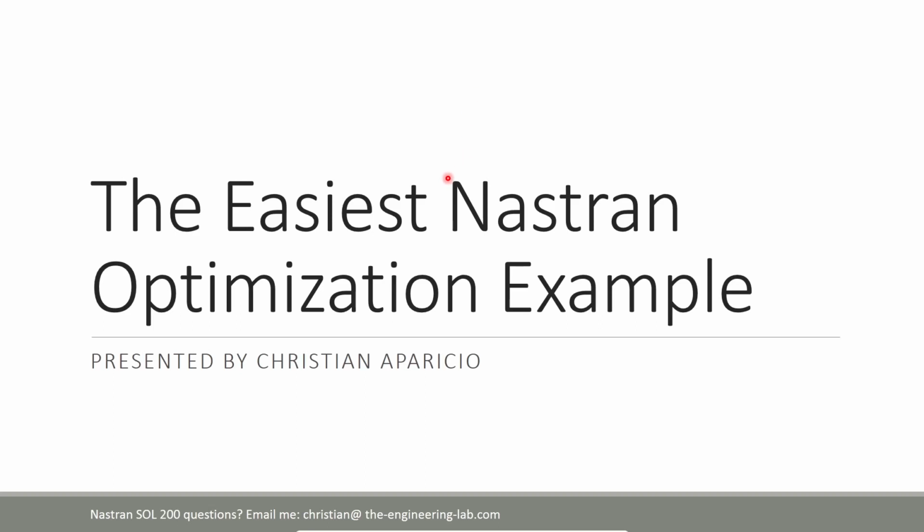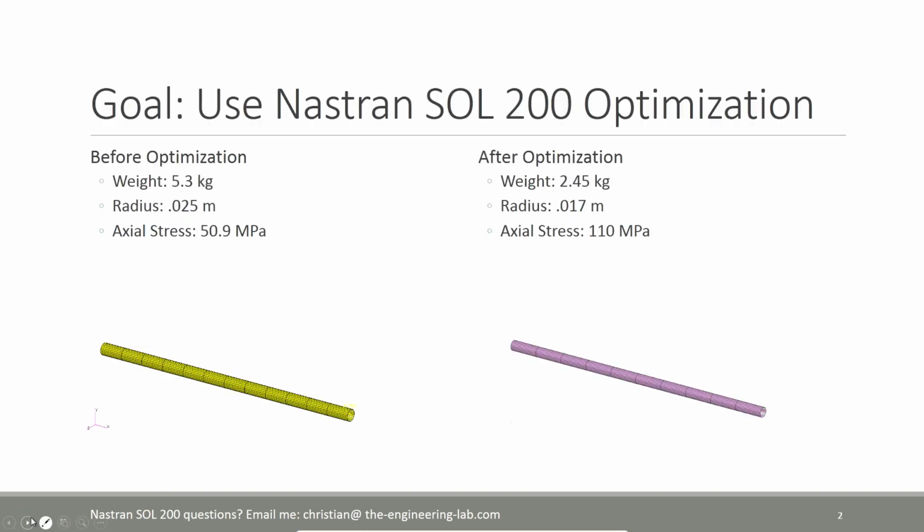In this video, we are going to do a very simple Nastran Solution 200 example. And by the end of the video, this is what we plan on doing. We have this rod subjected to an axial load with a set radius at the beginning. Our goal is to modify the radius of the cross section, and our objective is to minimize the weight while making sure that the axial stress is within the limit that we have here.